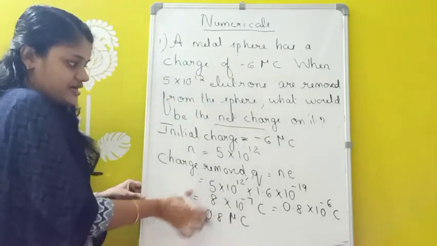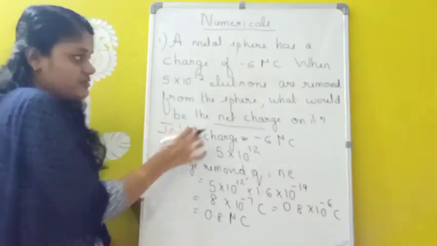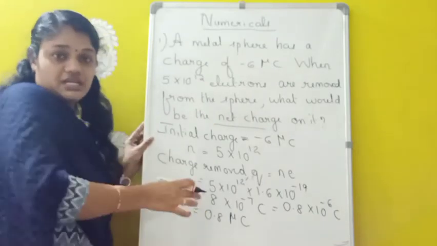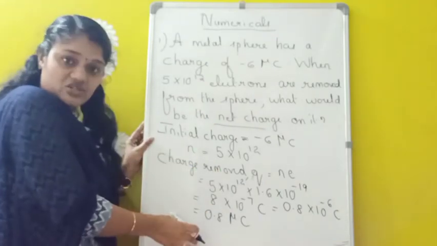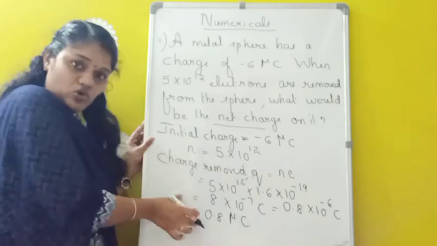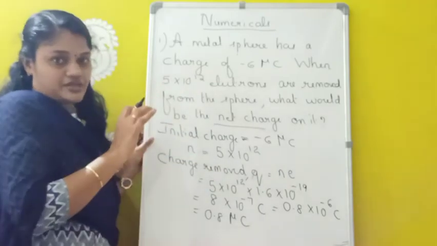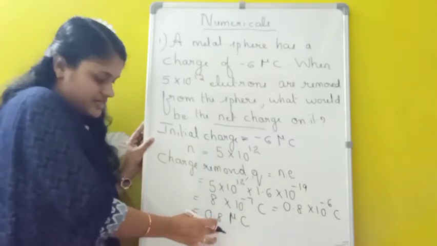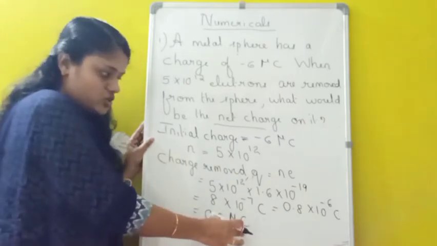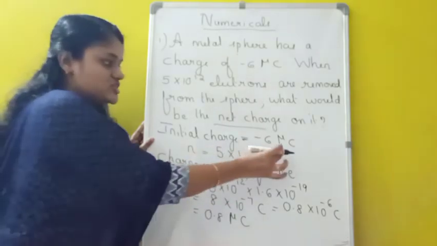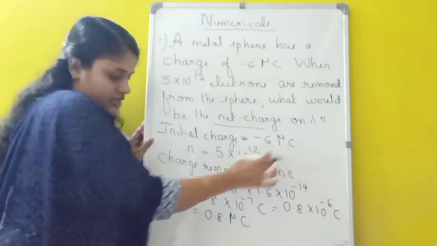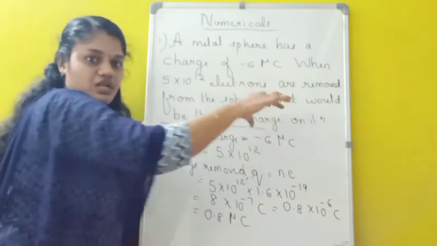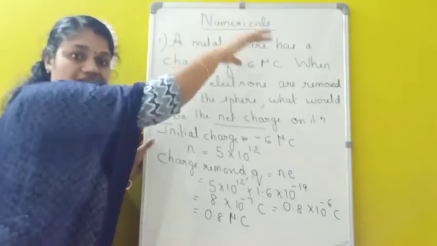So this is the charge removed from the sphere. But this much negative charge only we are removing. So whenever we are removing this much negative charge, this much positive charge is adding to the sphere. Okay, you understood now? So we are removing this much negative charge. That means 0.8 microcoulomb negative charge we are removing from this minus 6 microcoulomb. That means this much positive charge is being added to this one. So removal of negative charge means that much positive charge is adding.